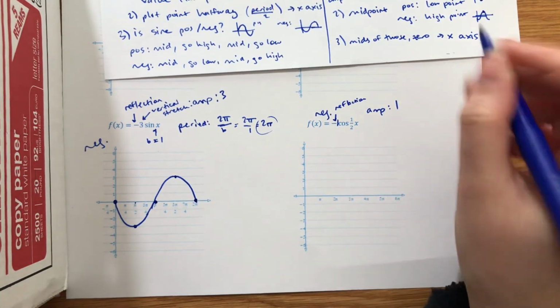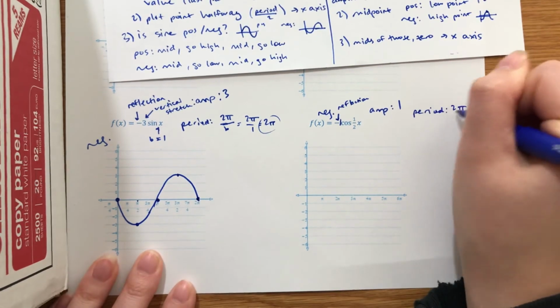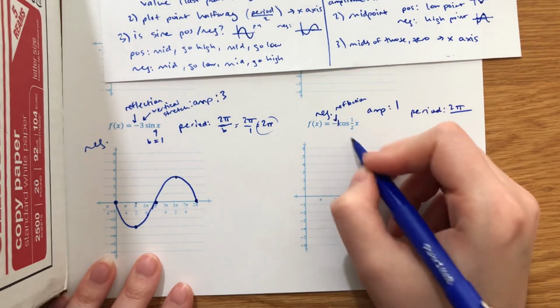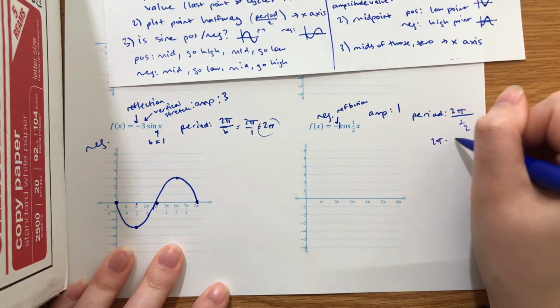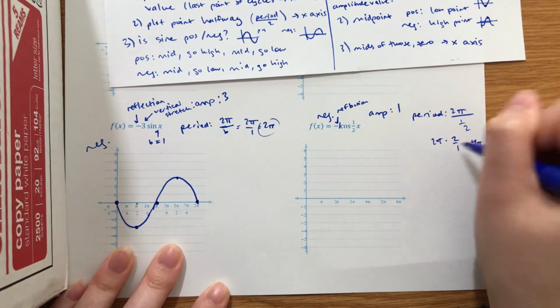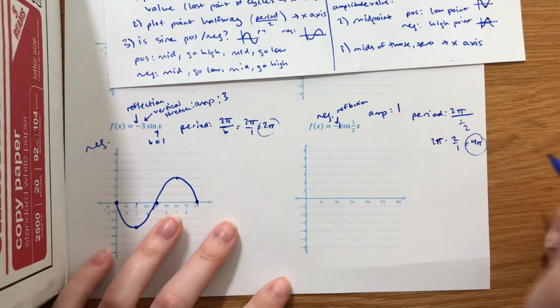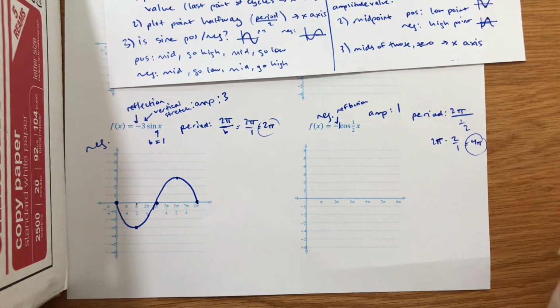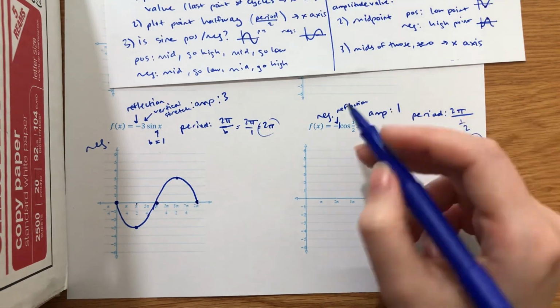So the amplitude's 1. And then your period is 2 pi over the b value, which in this case is the 1/2. It's a fraction, so keep it, change it, flip it. 2 pi times 2 over 1 is 4 pi. All right, so we're going to complete one cycle in 4 pi. All right, and this one's a cosine. So we're going to complete one cycle in 4 pi, and it's negative.